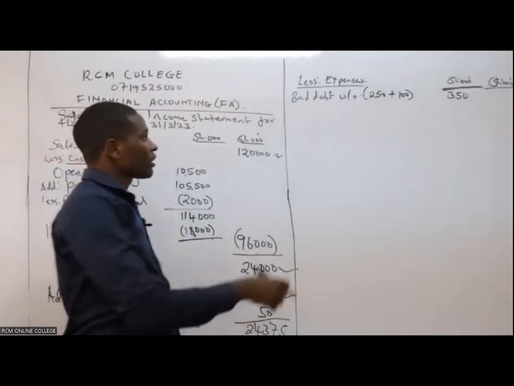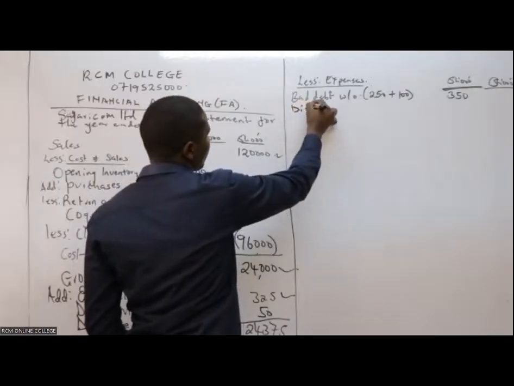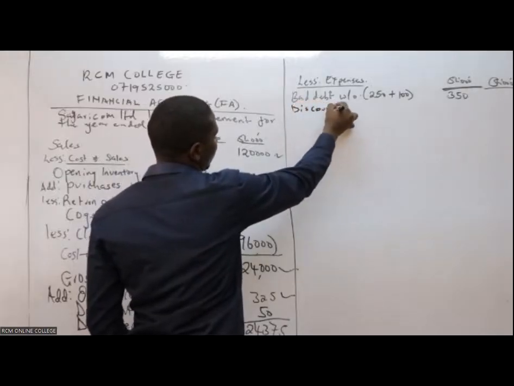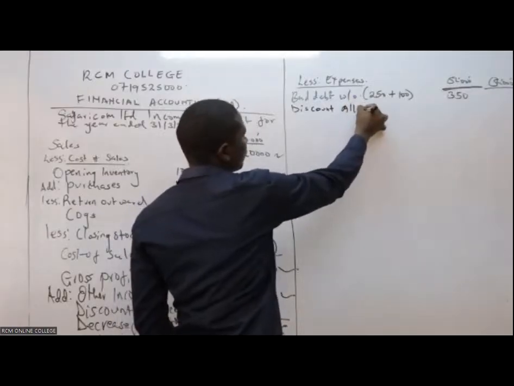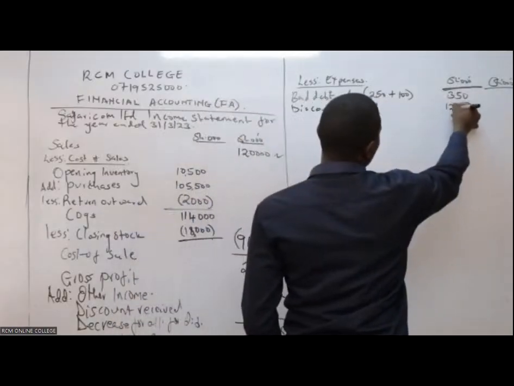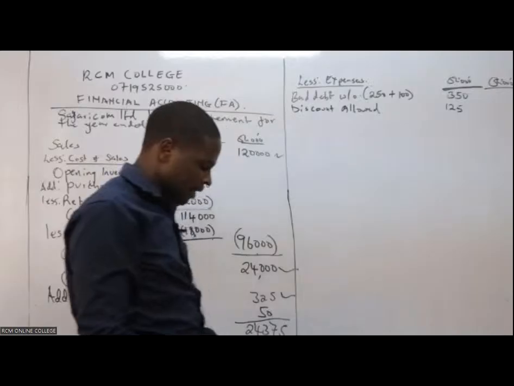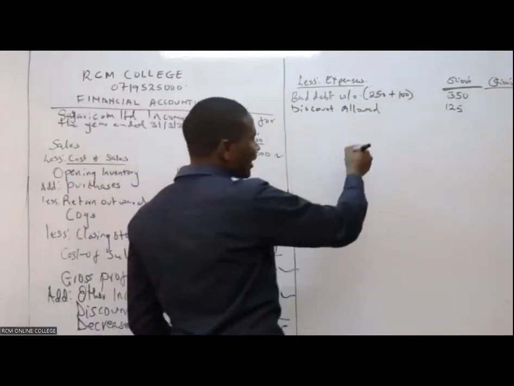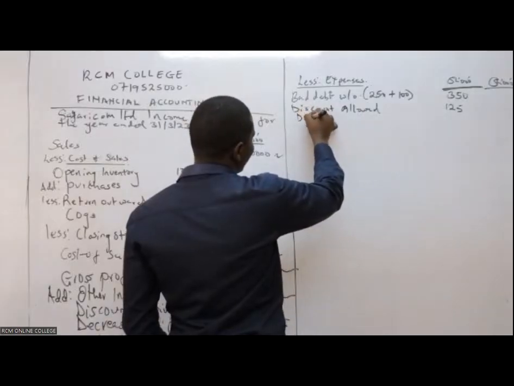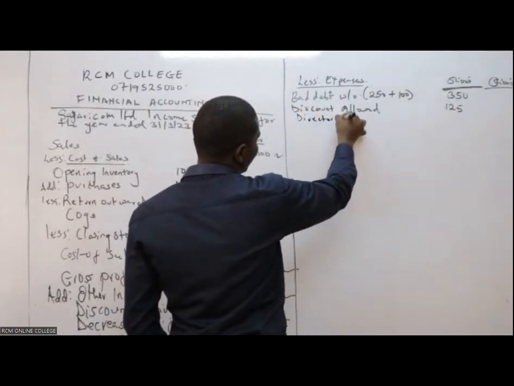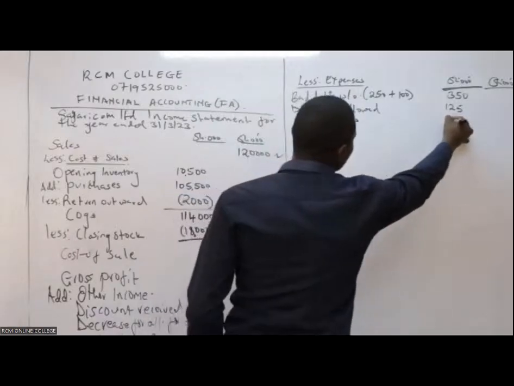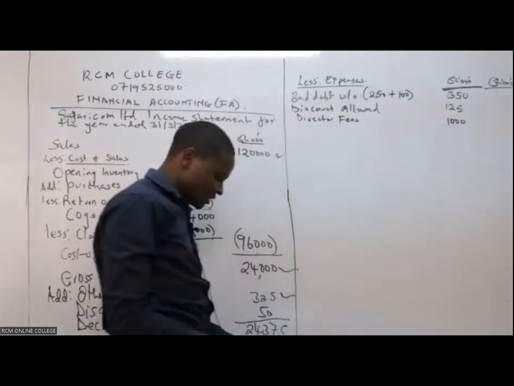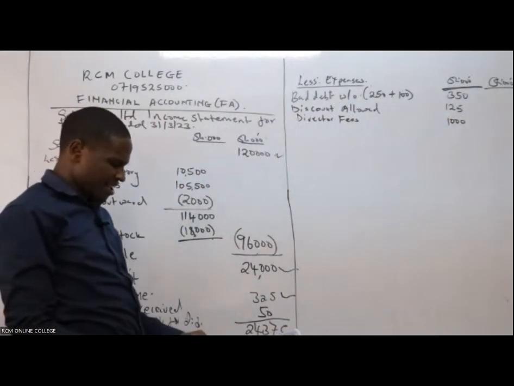Then discount allowed, of course this one we said, discount allowed is an expense. Discount allowed is 125. Who can identify any other? Director's fee, this is another direct one. Director's fee, 1,000. This thing was easy. Any other?